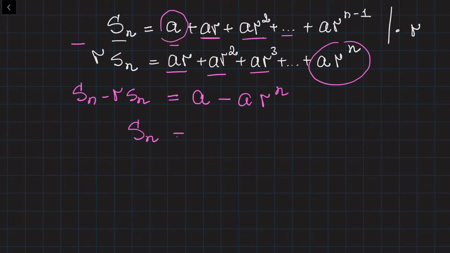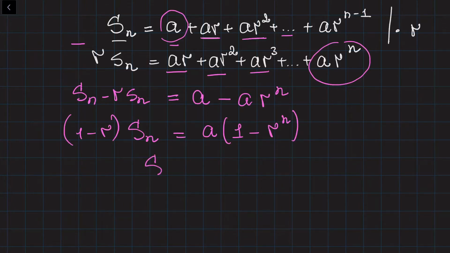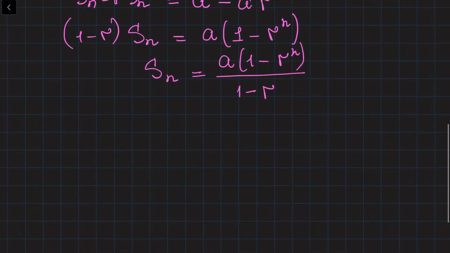The partial sum. So this is going to be equal to, so 1 minus r if you take out the Sn from the brackets, and here if I take a from the bracket, it's going to be 1 minus r to the power of n. So Sn, the partial sum, is going to be equal to a times 1 minus r to the power of n divided by 1 minus r.